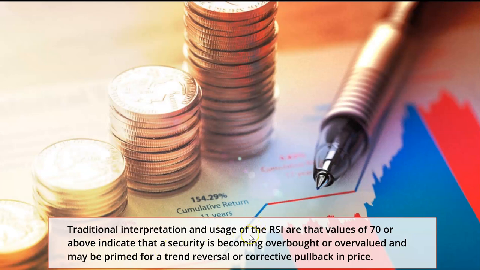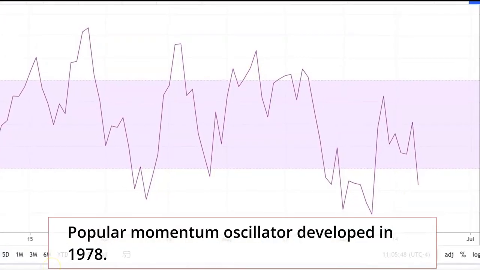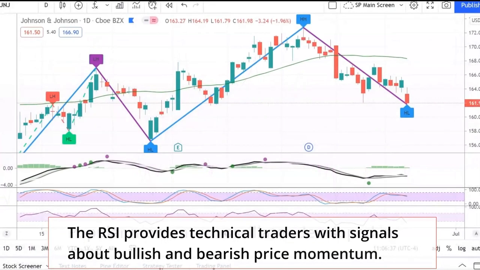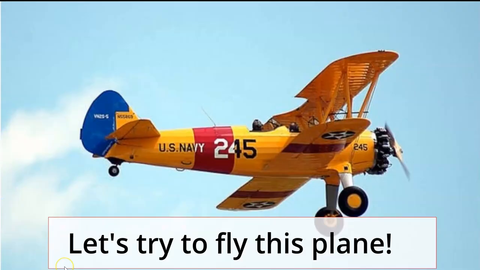So, the traditional use of the RSI is that above 70, the security is overbought, and below 30, it's oversold. It's a popular oscillator, everybody's using it. It provides signals of overbought and oversold. So let's just try to use it in our everyday trading.